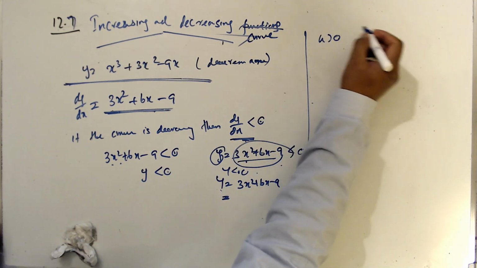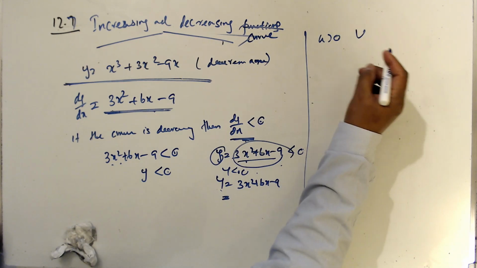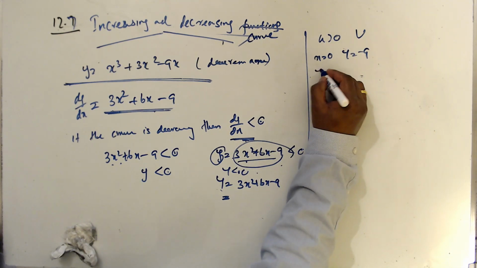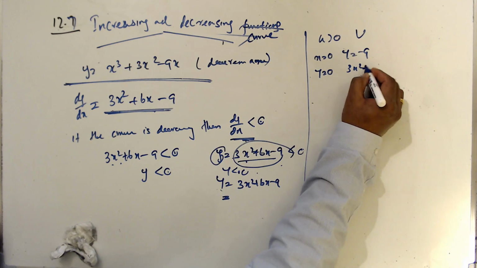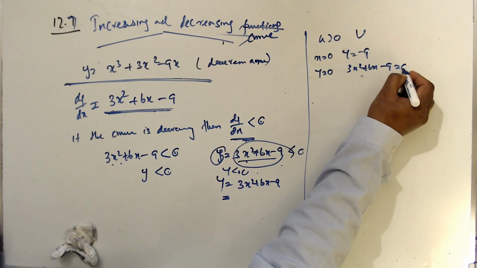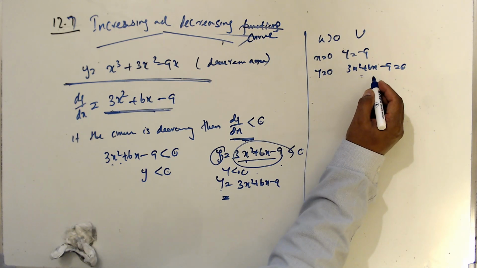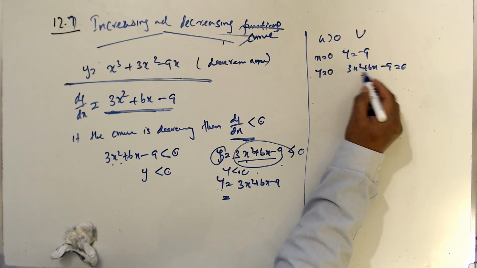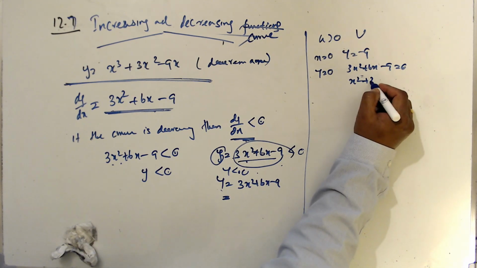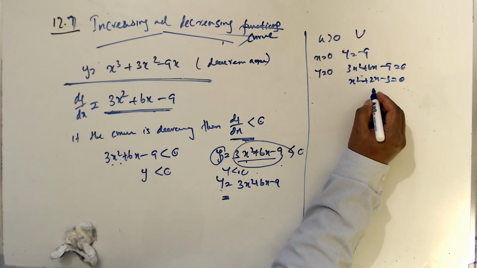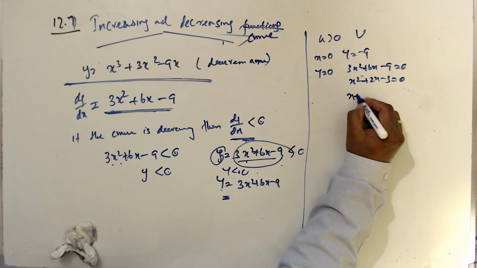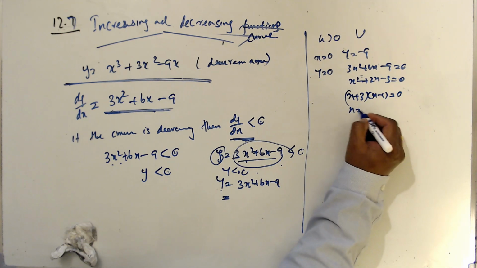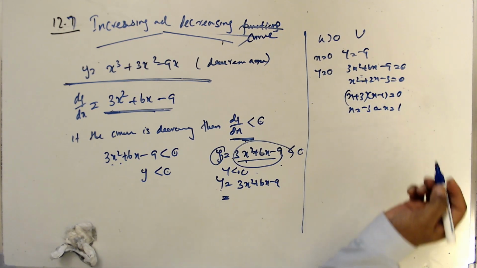A greater than 0, then it has a minimum, and when x equals 0, y equals minus 9. Then y equals 0: 3x squared plus 6x minus 9 equals 0. I can divide the whole equation by 3: x squared plus 2x minus 3 equals 0. This is (x plus 3)(x minus 1) equals 0, so x equals minus 3 and x equals 1.